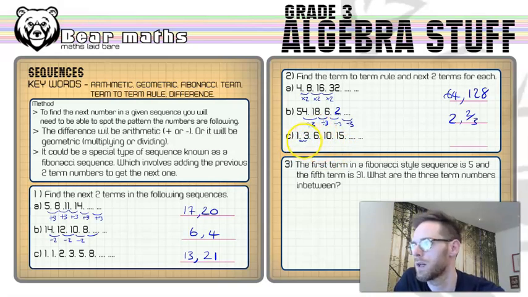So the difference between 1 and 3 is 2, so plus 2. So we're adding on 2 there. Then we're adding on 3. Then we're adding on 4. And then we are adding on 5. So yeah, you guessed it, there's a pattern going on.